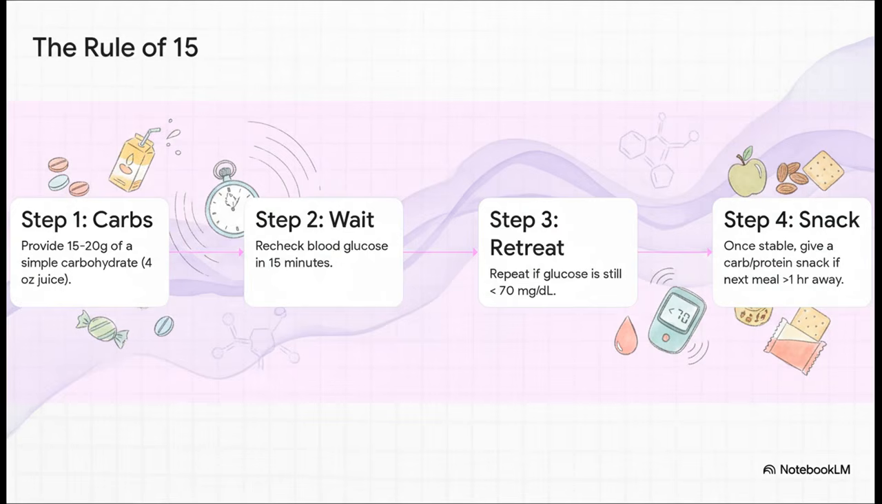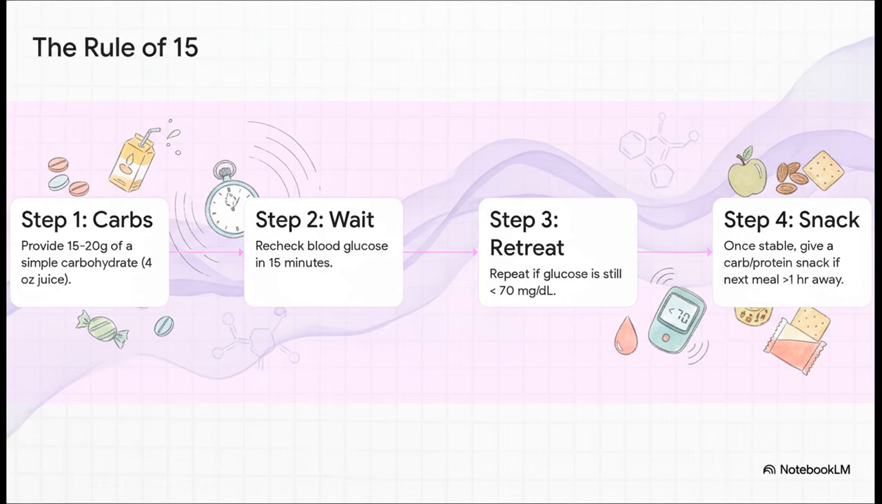And when you see cold and clammy, you immediately jump to the rule of 15. You have to know this protocol cold. Give 15 grams of a simple, fast-acting carb, like 4 ounces of juice. Wait 15 minutes, then recheck. Still low? Repeat the process. But listen, don't forget that final step, because so many people do.